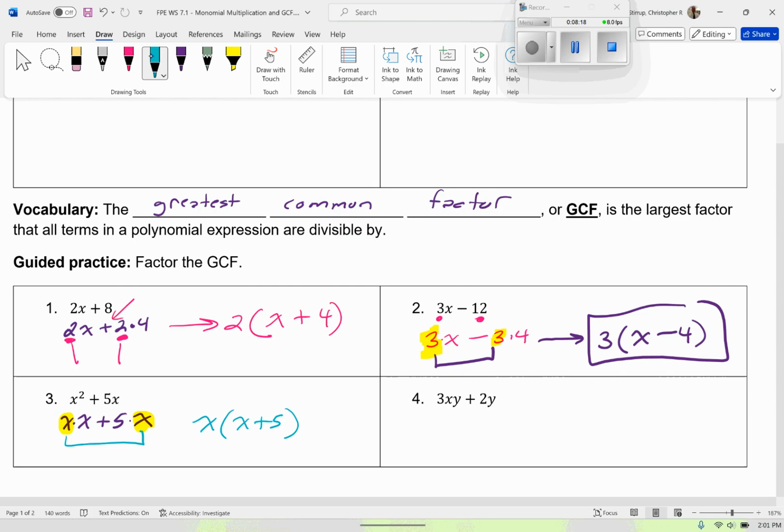All right, take a look at number 4, and then we'll take a pause. So 3xy is the same thing as 3 times x times y. Agree? And then I have 2 times y. So I have this term and this term. What does it appear that I have in common between those 2 terms? A y. Okay? So if the y comes out front, what goes in the parentheses then?